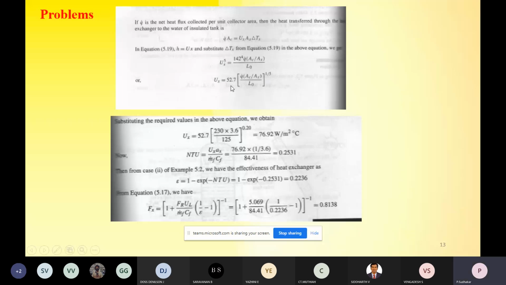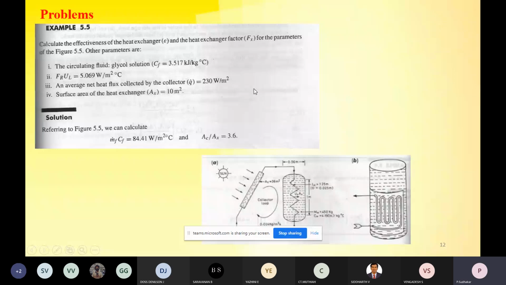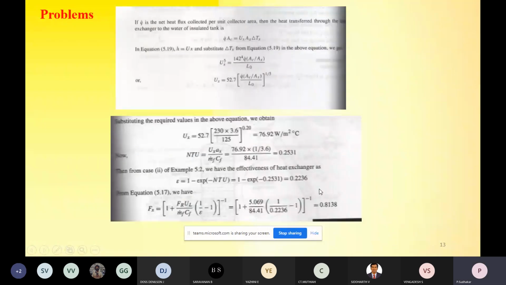So Ux equal to 52.7 and Q dot AC by AX. So Q dot is 230 as given in the data, and AC by AX is the area of the collector, that is 36, by the area of the heat exchanger, that is 3.6. Length of the collector is given here. So length of the heat exchanger, or storage tank, is 125 meter as given here. So length of the heat exchanger is 125 meter. So you get UX as 76.92.